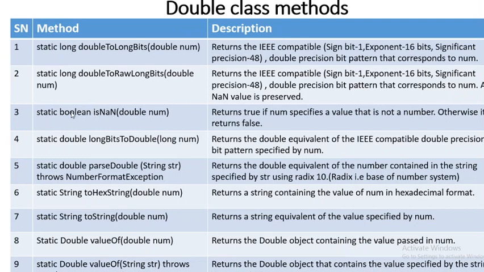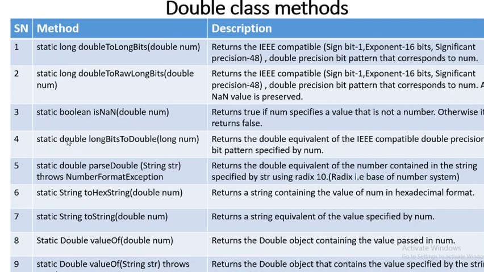Return type is boolean. Whatever the double number you are giving over here as an argument, it will check whether this number is a number or not. It returns true if the number specifies a value that is not a number. Otherwise, it returns false. If it is not a number, it is true. If it is a number, it will be false.